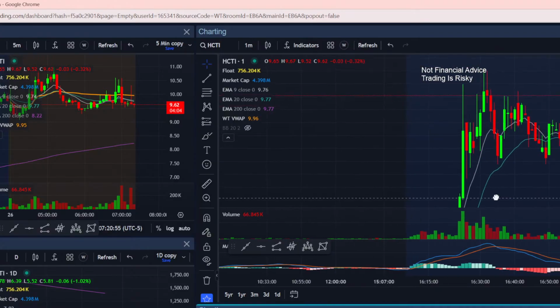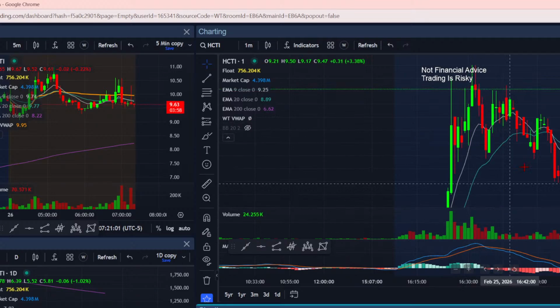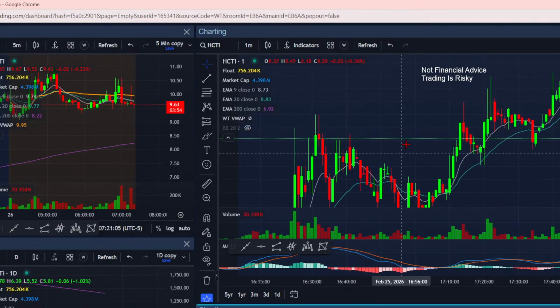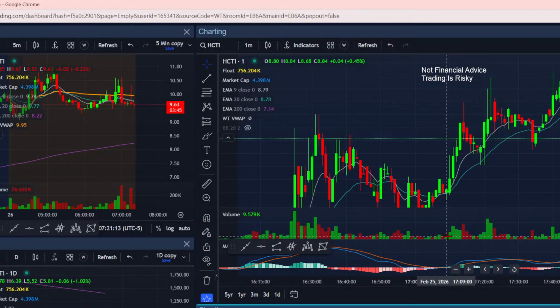And then I guess right here, the volume kind of starts to lessen. And I don't know if you would take a trade over here because the volume's kind of low, but it's still decent, and you have increasing volume. So increasing volume is really good, especially if it's going green, and you can tell how it gets higher, higher, higher, and it starts to get lower.